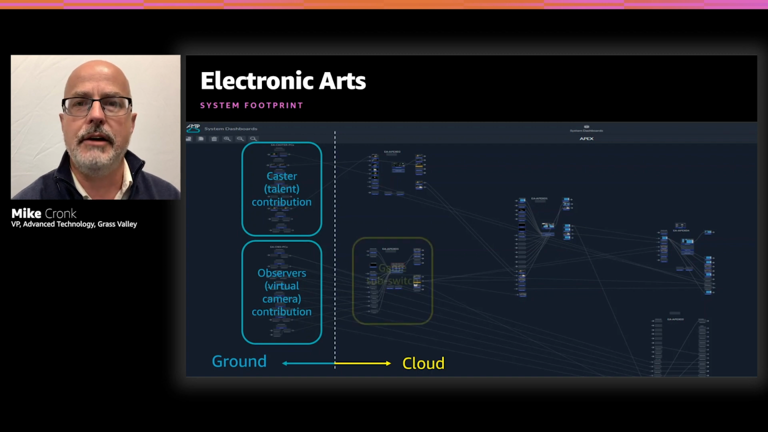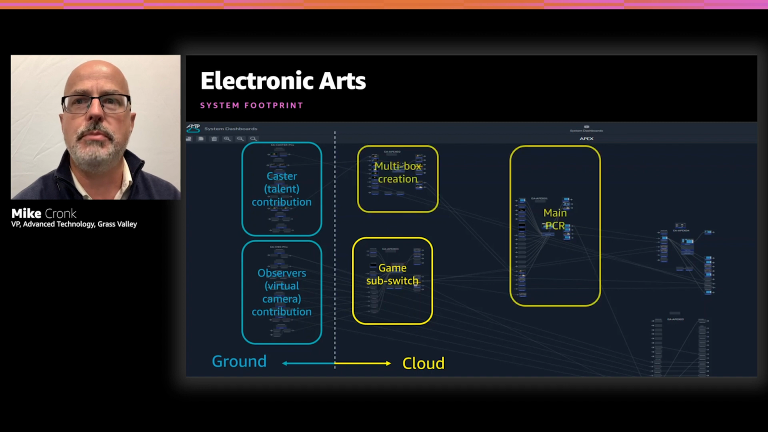And then in the cloud, the first thing that happens is all those observer feeds, those cameras, are sub-switched to produce kind of a raw feed of the program cut, which is also fed back then to the casters in low latency monitoring so they can see the game and comment on it from wherever they are. And then from that sub-switch, there's other production values. So creating effects, multi-boxes with graphic backgrounds are done on one instance.